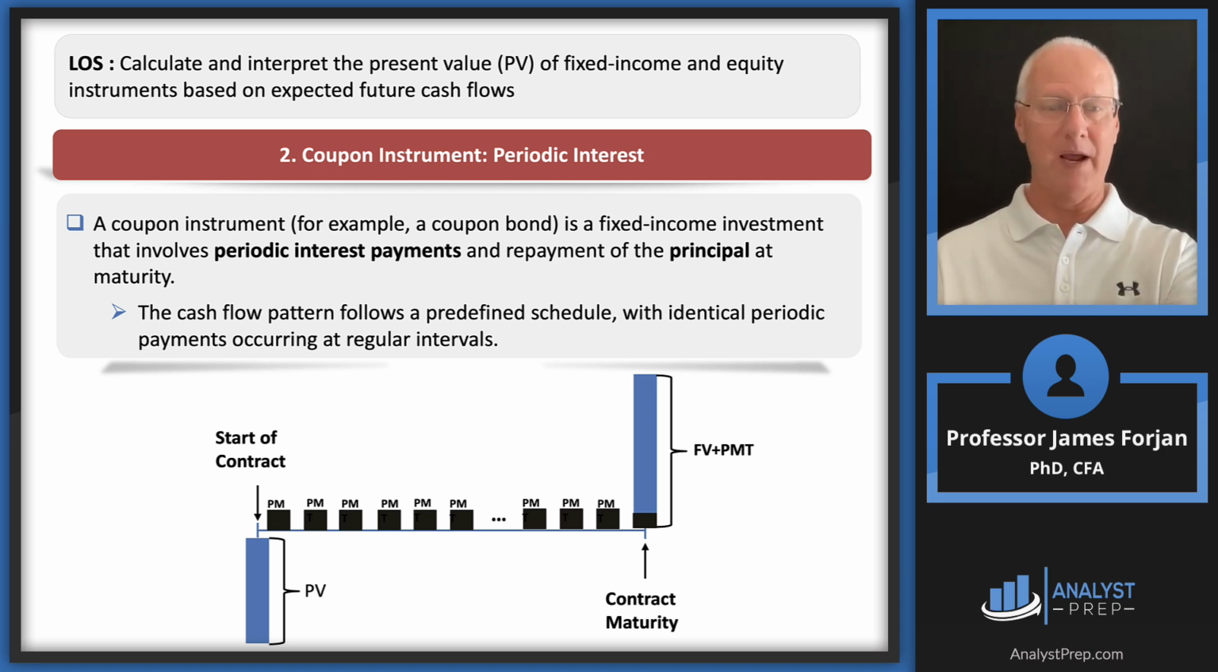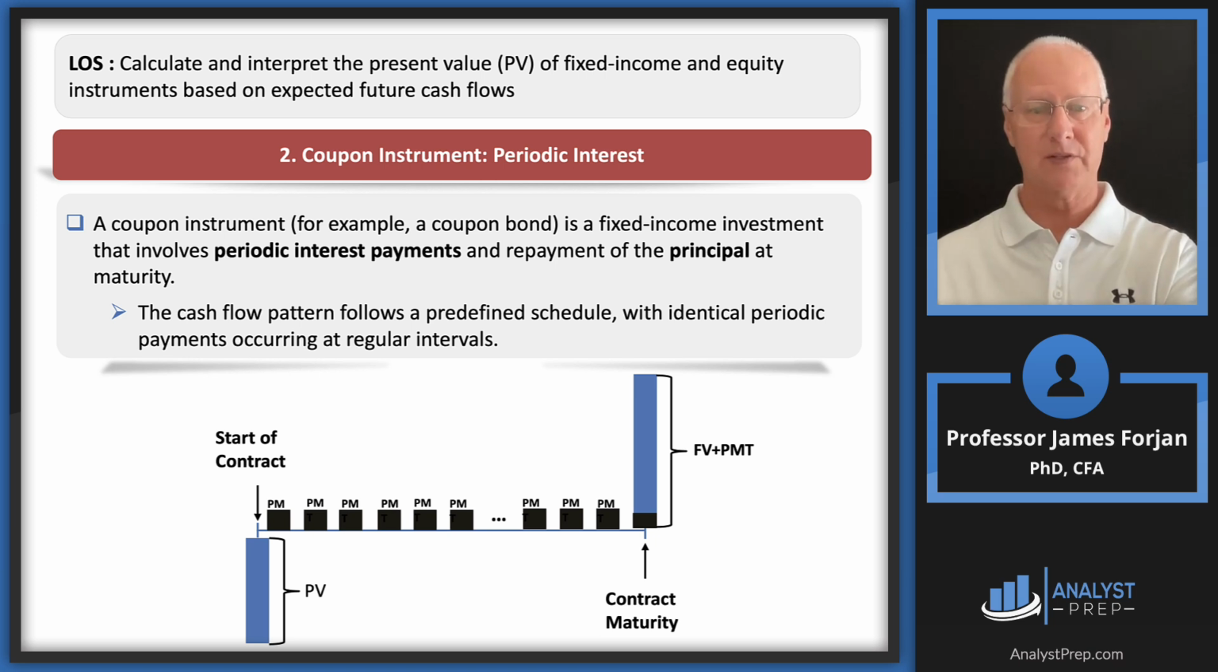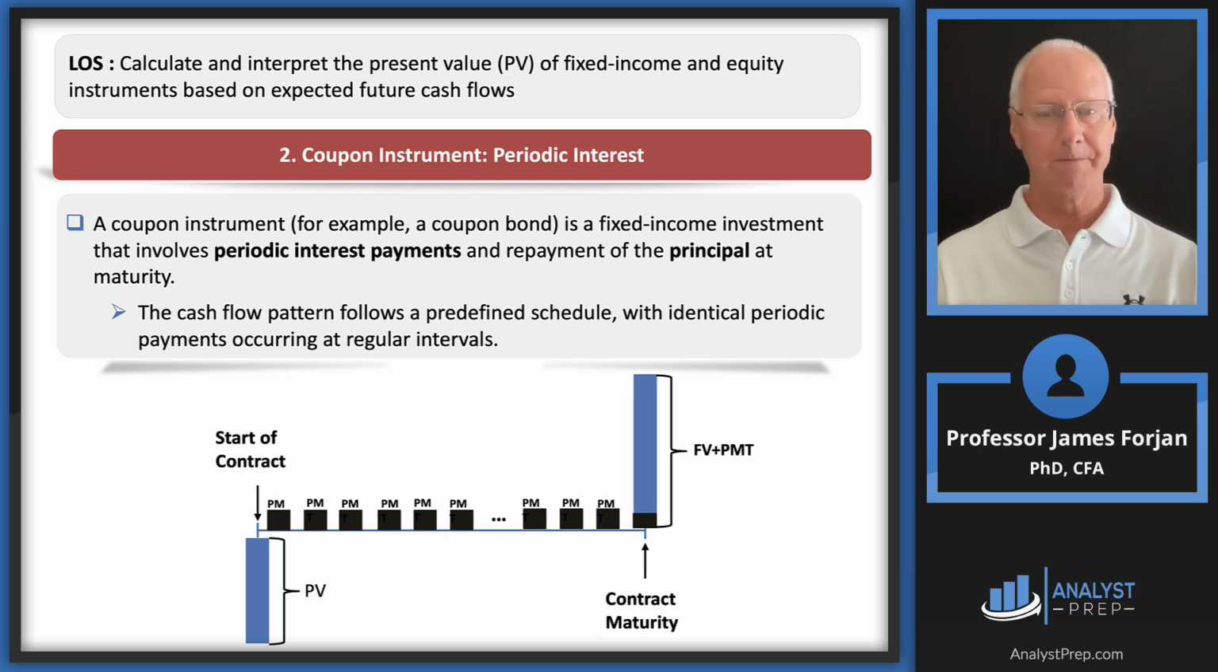Now, that PMT there, that's a series of consecutive equal payments. This is known as an ordinary annuity, and the ordinary annuity button is not the ANN button on your calculator, it's the PMT.